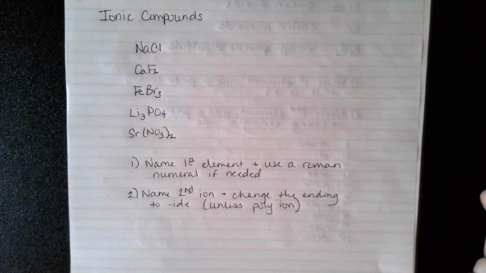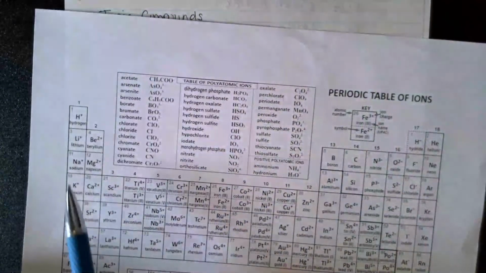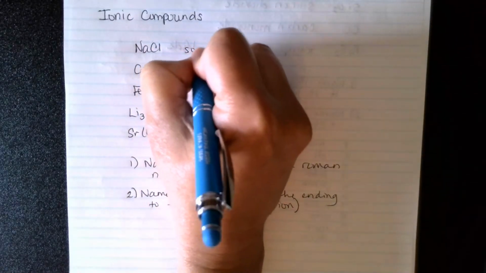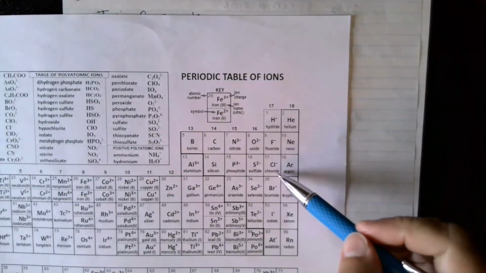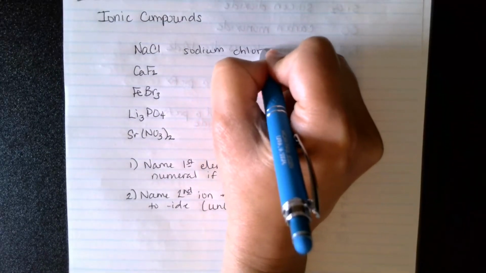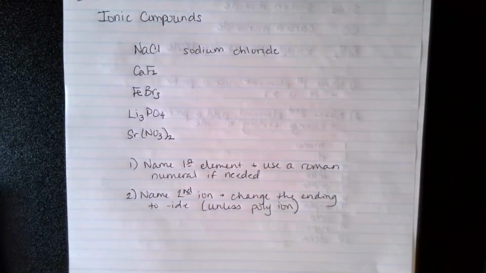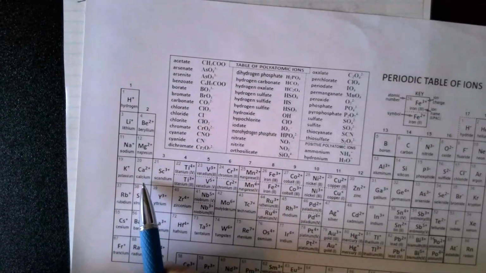Okay, so we're going to first name Na. I look at my sheet, Na is sodium. And then I find Cl, and it is chloride. For my second example, I would name Ca, calcium.